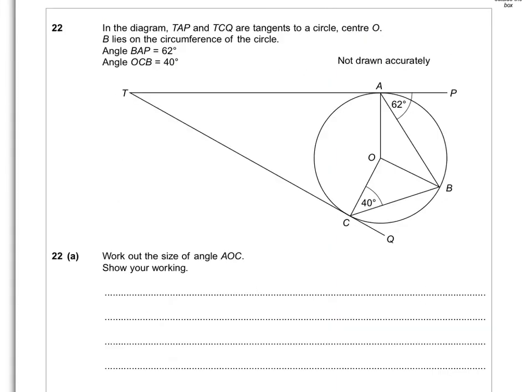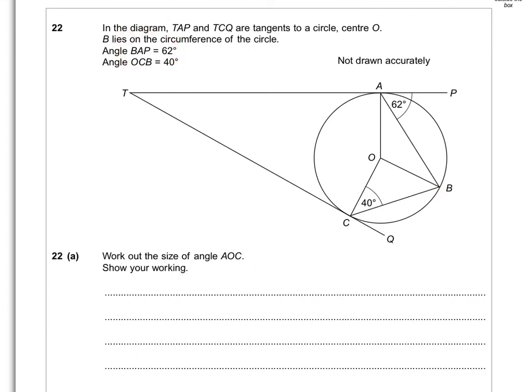Question 22 looks like it's to do with angles, and there's circles involved, so it'll be to do with circle theorems. So we're always thinking about circle theorems in a question like this. Now the information at the top in the diagram, TAP and TCQ are tangents. So there's TAP along the top, there's TCQ there, and a tangent is a line that just touches the circle. You're told the centre is O, and B lies on the circumference of the circle, so they're just confirming the B's on the circumference, and they're telling you about 2 angles which are drawn on the picture.